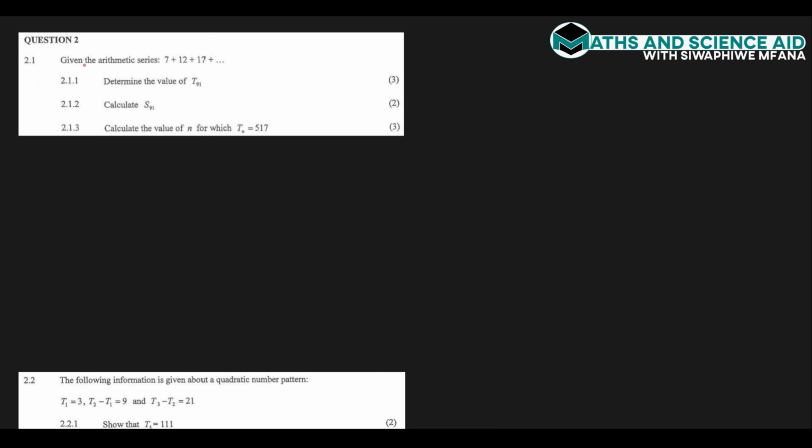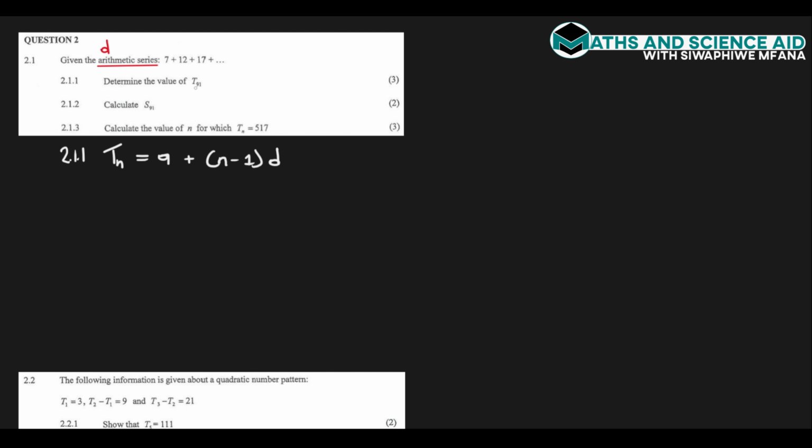In 2.1, we are given the arithmetic series 7 + 12 + 17. 2.1.1 says determine the value of term number 91. This is an arithmetic series, and we know that an arithmetic series is defined by having a common difference d. Additionally, the general formula for arithmetic sequences is Tn = a + (n - 1) × d.